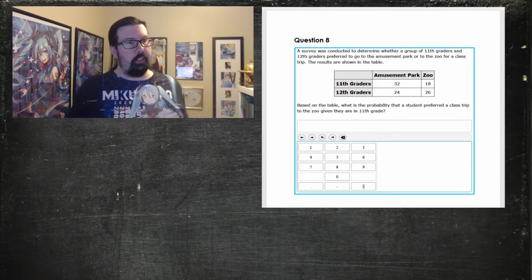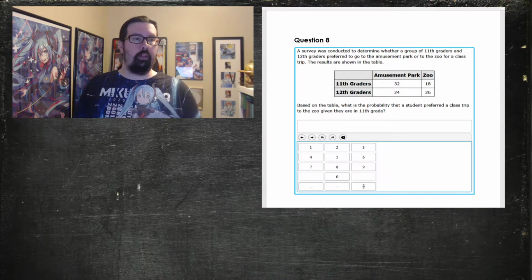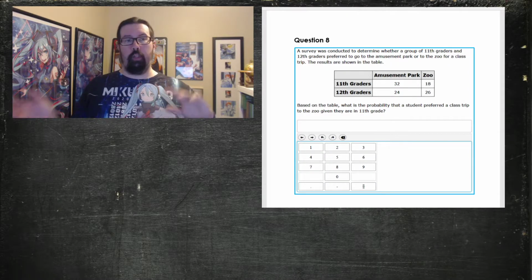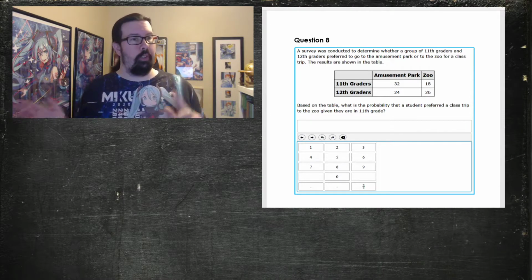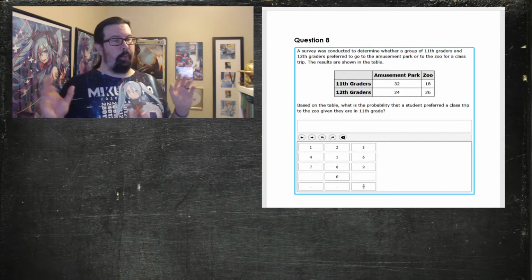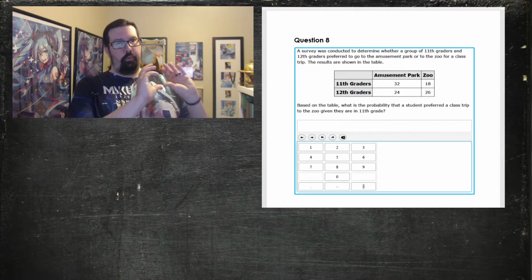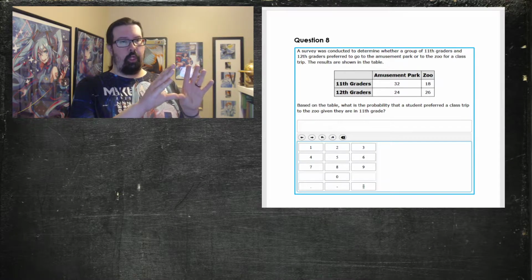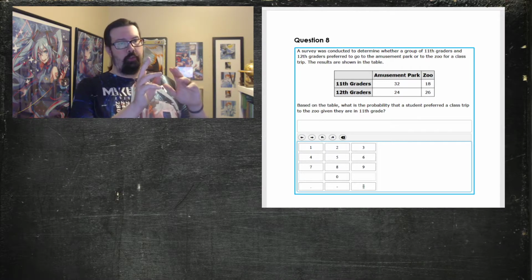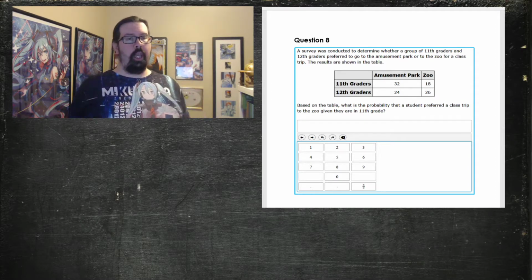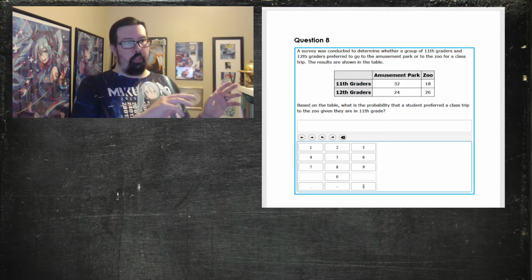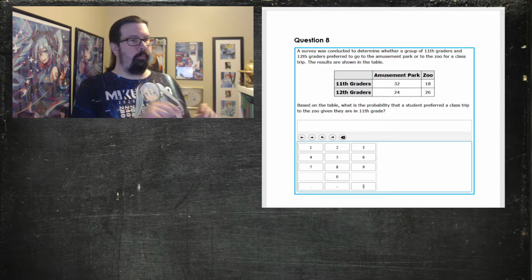A survey was conducted to determine whether a group of 11th graders and 12th graders preferred to go to the amusement park or to the zoo for a class trip. The results are shown in the table. So we have the table right there. We have 32 11th graders that want to go to the amusement park, 18 11th graders that want to go to the zoo, 24 12th graders that want to go to the amusement park, and 26 12th graders that want to go to the zoo.